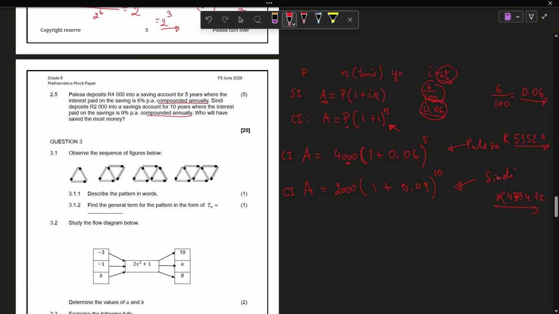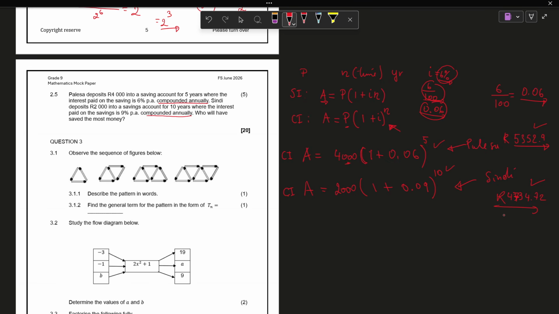And now, who will have saved the most money? So you understand how you're going to be marked. They will see how you use the first formula, the result, another mark, the second formula, and then the result. That's already 4 marks. And then the conclusion. I compare these two amounts, and I see who will have saved the most money.